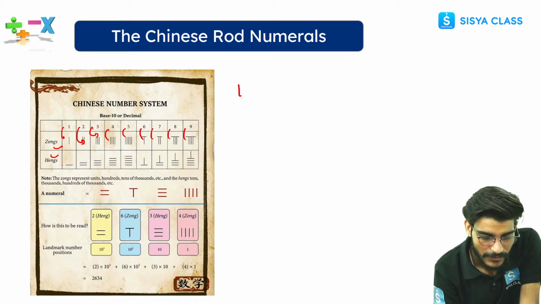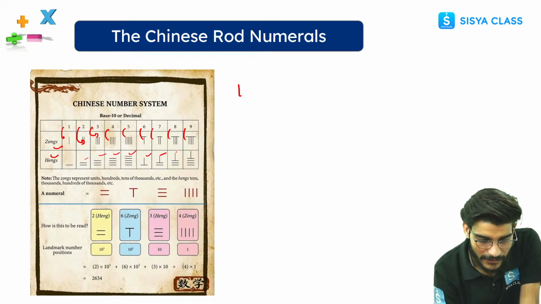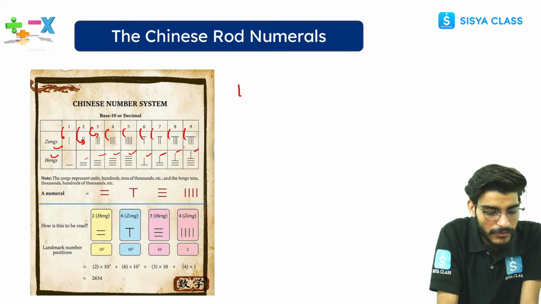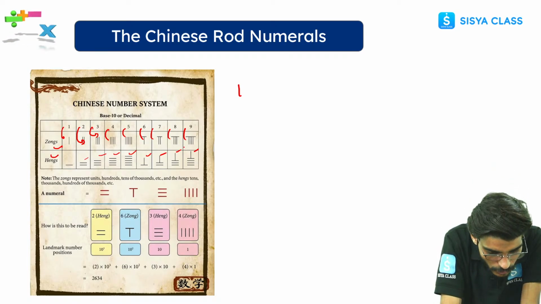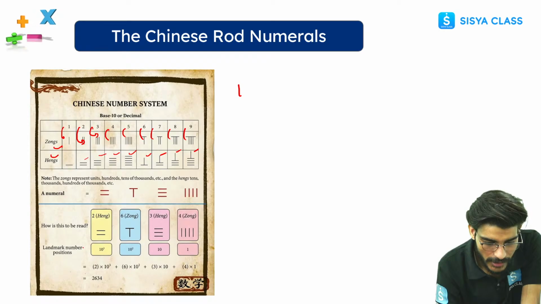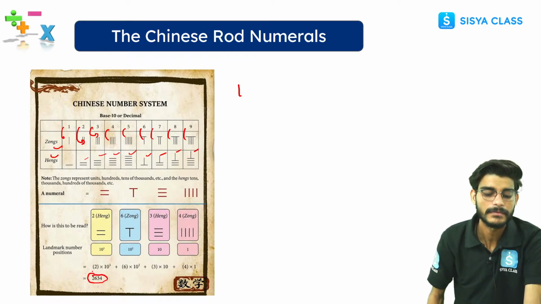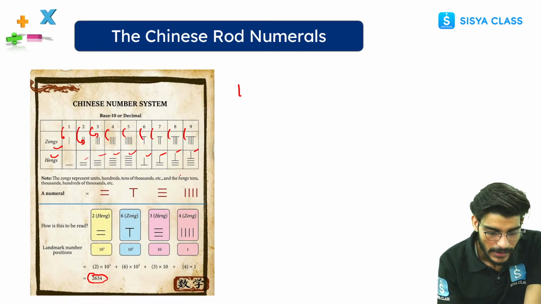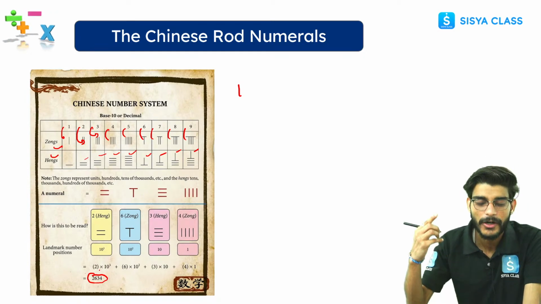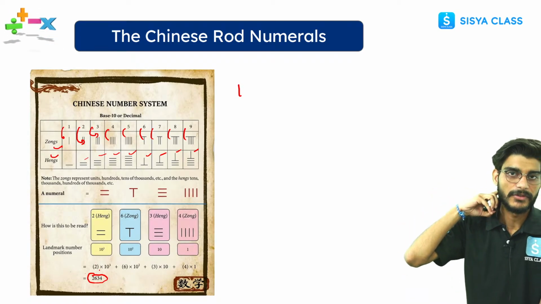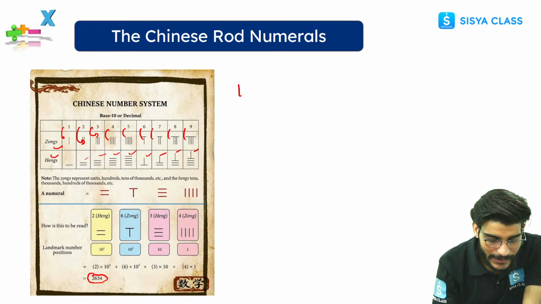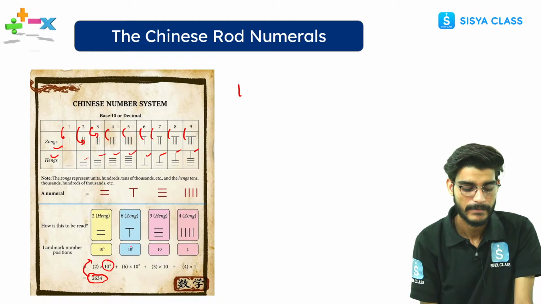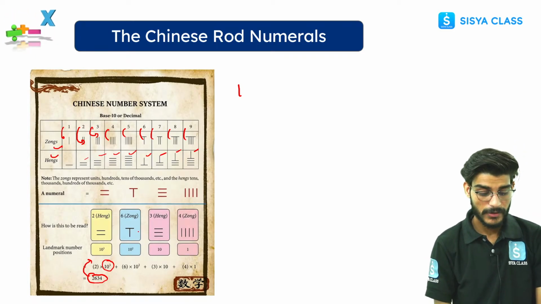For Hengs, how will you denote it? 1, 2, 3, 4, 5, 6, 7, 8, 9. This is how you will denote the numbers. Okay, let's do one example. Suppose you want to write down 2634 in the Chinese rod number system. How will you write it? Basically, you have to convert it into powers of 10 first of all. So how will you write it? 2634 can be written as 2 into 10 to the power 3, right? Just try to write it in powers of 10.